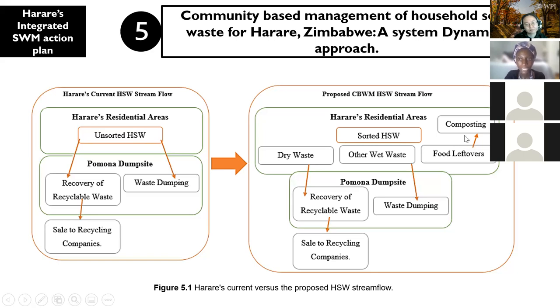But in this case, we are saying, okay, what if we just take all the food waste, which is most of the wet waste in the household solid waste, and we just say each household composts that waste. In so doing, we are kind of introducing sorting, because we just have this dry waste that we are now collecting. That dry waste and the other wet waste, which we would think would be minimal, is then taken to the dump site. There is recovery at the dump site, then it is sold to the recycling company.